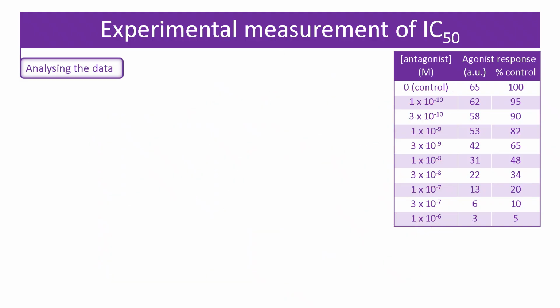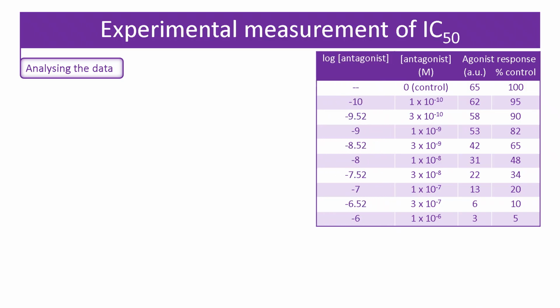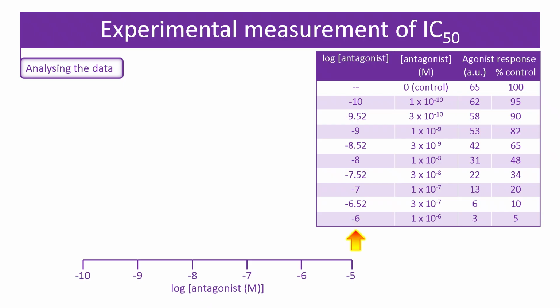To determine the IC₅₀, we first convert the antagonist concentrations to logarithmic values. This is done because concentrations typically span several orders of magnitude, and using a log scale spreads the data more evenly and makes the relationship easier to visualize. The logarithm of antagonist concentration forms the x-axis of the inhibition plot.